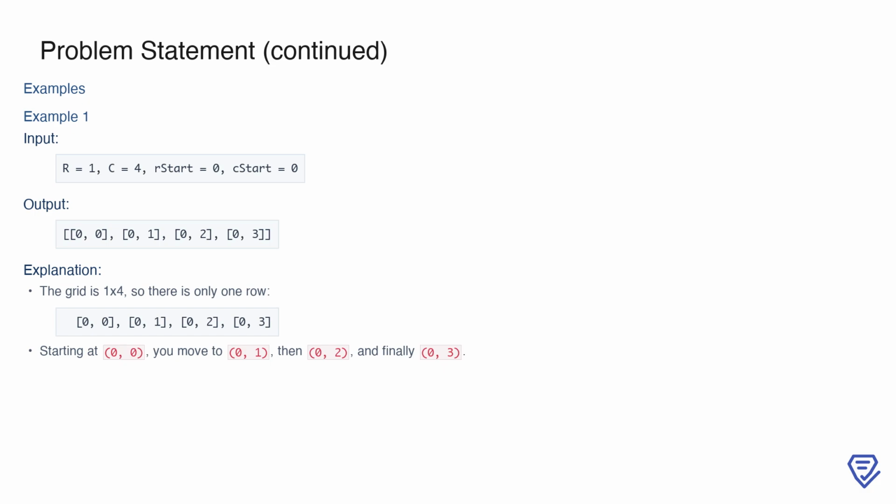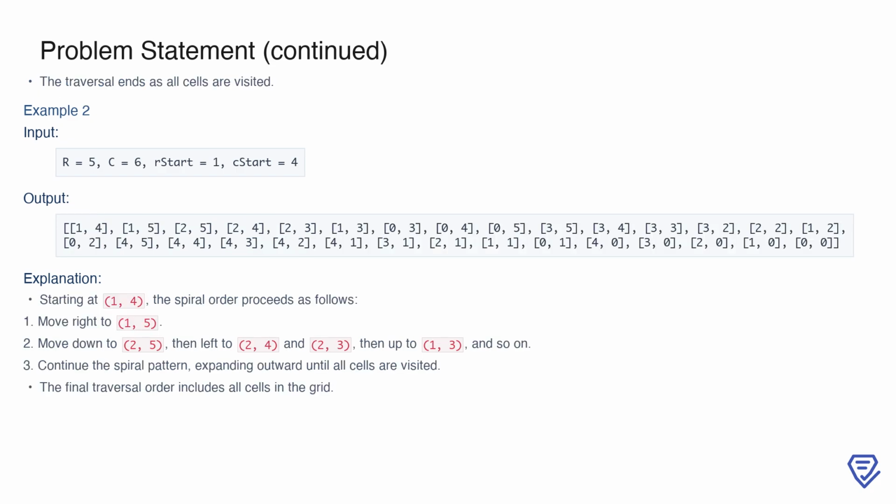Here, the grid has one row and 4 columns, and the starting position is 0, 0. As the spiral traversal begins, you first move to the right, visiting 0, 1, then 0, 2, and finally 0, 3. Since this grid consists of only one row, the entire traversal simply follows a straight line until all cells are visited. The output for this example is a list of the coordinates visited in order: 0, 0, 0, 1, 0, 2, 0, 3.